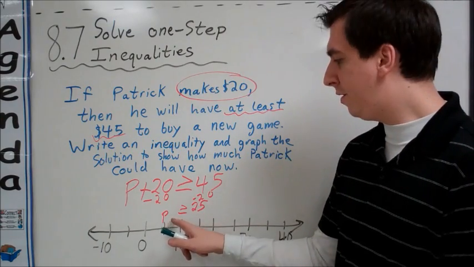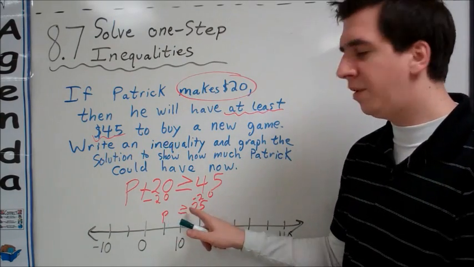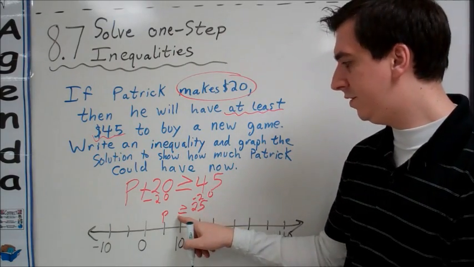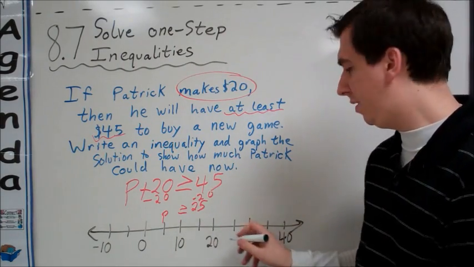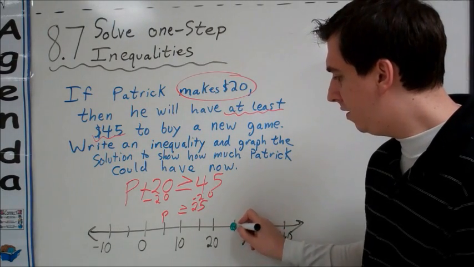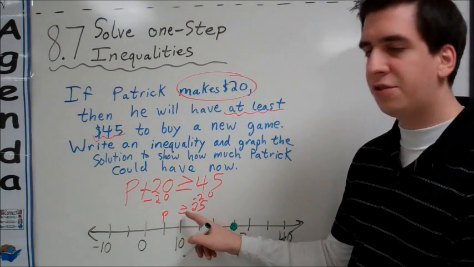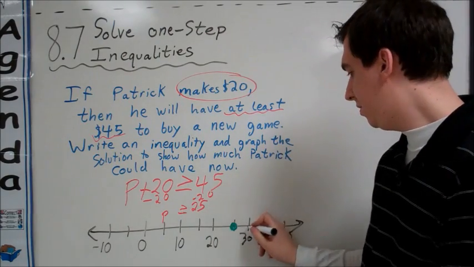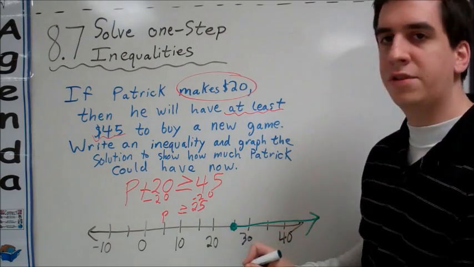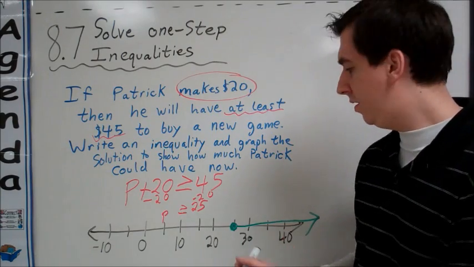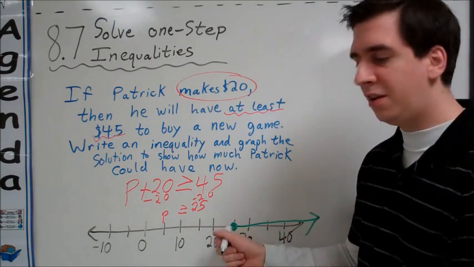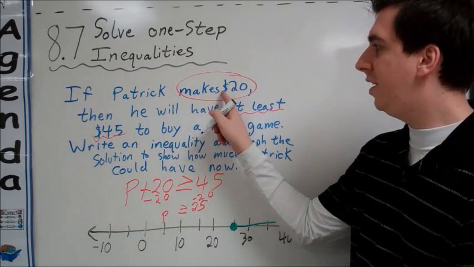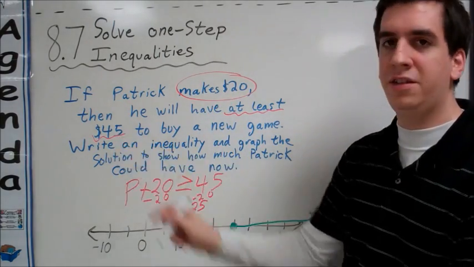Let's look at our inequality and how do we graph it. P is greater than or equal to 25. What kind of dot are we going to use? Open or closed? Since we have that equal sign underneath, we're going to use a closed dot. Let's put it at 25. And P is greater than or equal to. So greater than would go to the right. Remember to put that arrow on the end. So Patrick could already have some amount of money that's either 25 or greater. And then when he gets $20 more, he'll have at least 45.